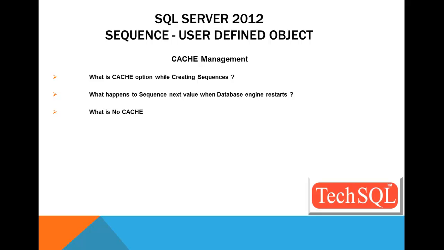Let's say the database engine is stopped after you use 22 numbers. The next intended sequence number in memory is 23, which is written to the system tables, replacing the previously stored number. After SQL Server restarts and a sequence number is needed, the restarting number is read from the system table, 23. The cache amount of 15, which is 23 through 38, is allocated to memory, and the next non-cached number, 39, is written to the system tables.